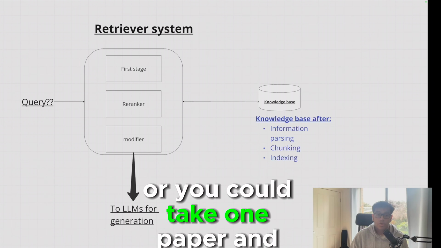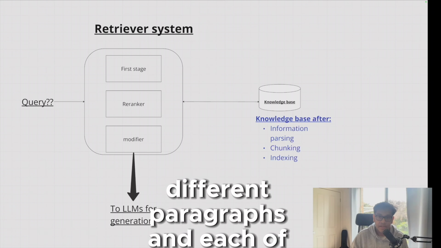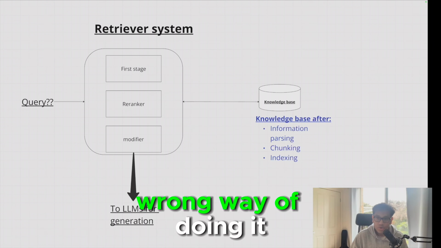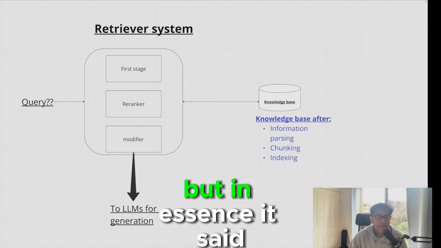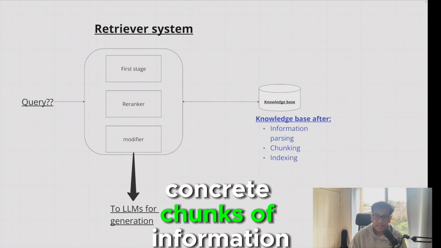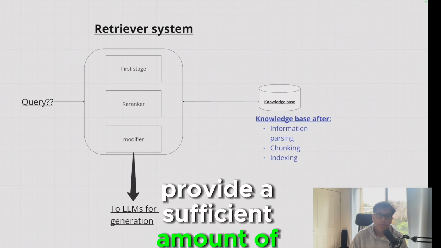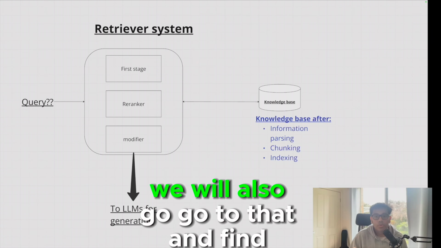Or you could take one paper and split it into multiple different paragraphs, and each of them could be a chunk. Ideally, there is no right or wrong way of doing it. It all depends upon your use case or the problem that you're trying to solve. But in essence, it's better off to store concrete chunks of information which can in themselves provide a sufficient amount of information to answer any particular query. Now, there are multiple ways of doing chunking. We will also go to that.